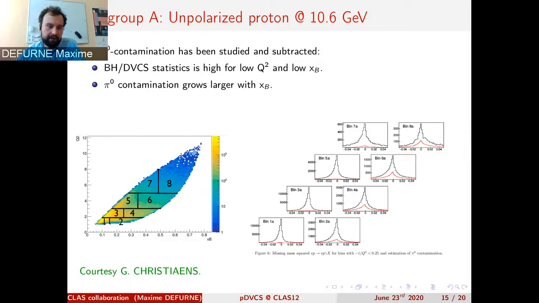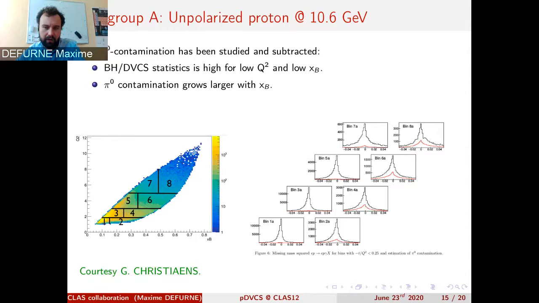So you can see on the bottom left the Q2 versus x_B phase space with a preliminary binning. You can see that we can reach up to 10 to 12, well, almost 11 GeV² for Q², and we have data for x_B between 0.05 and approximately 0.72.